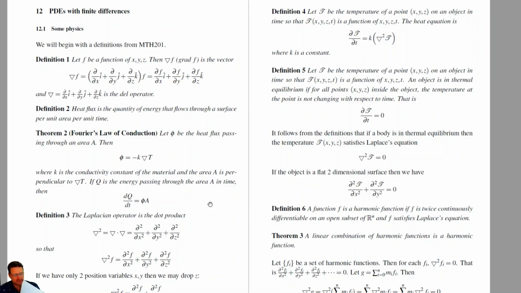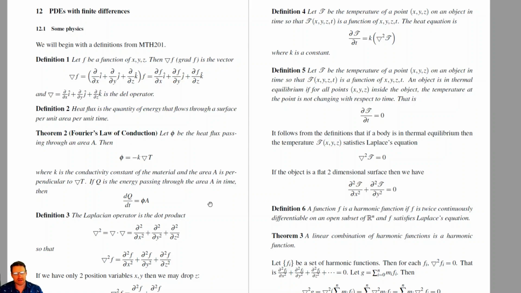And heat passing through. Okay, if Q is the energy passing through the area A in time, then the rate at which the energy changes with respect to time, or dQ on dt, is phi times A.